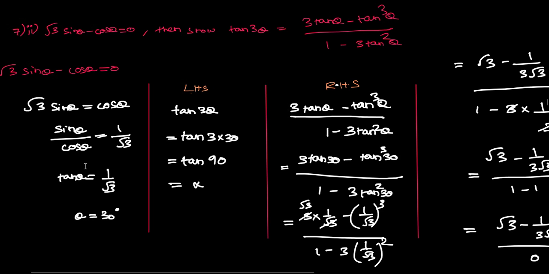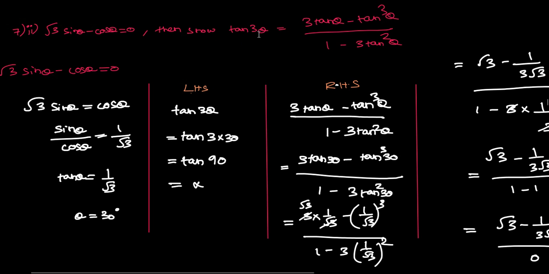So sin theta by cos theta is tan theta. So tan theta equals 1 by root 3. Where does tan theta equal 1 by root 3? If you check, it comes at tan 30 degree. The value of tan 30 degree is 1 by root 3. So theta is 30 degree. We have found the value of theta.